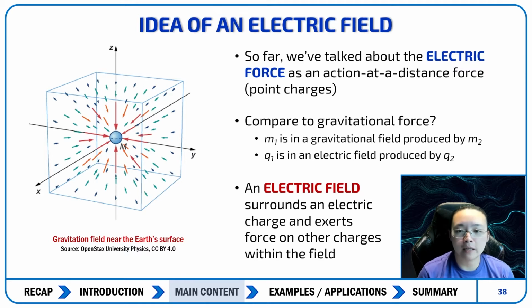Now you have an electric field. Imagine this mass, or our Earth, is now either a positive or a negative charge. So an electric field is one that surrounds an electric charge and exerts force on other charges within that field. Just like we have a mass over here from the Earth for a gravitational field, and ourselves or other objects within that field will experience gravity.